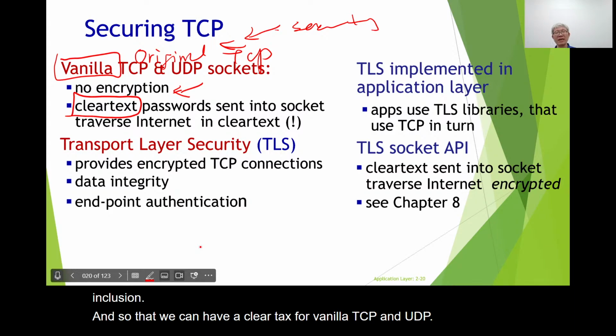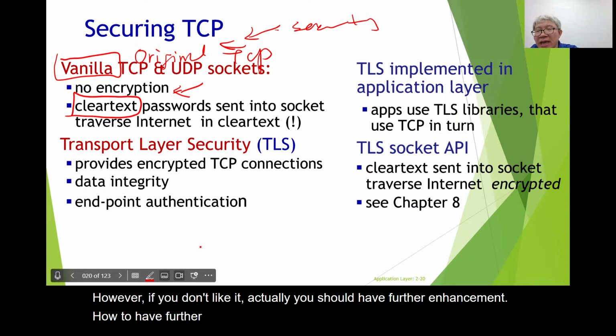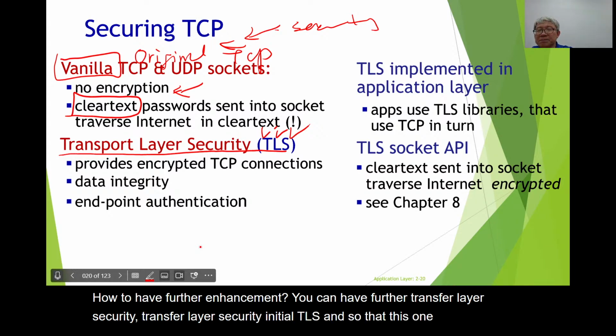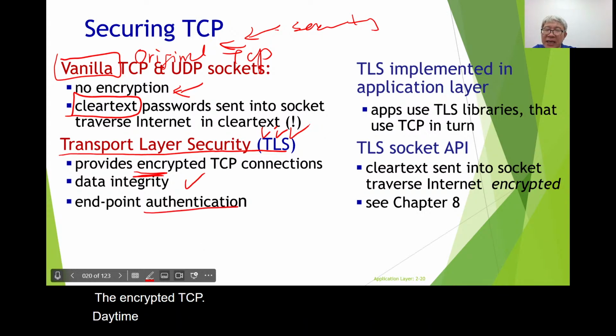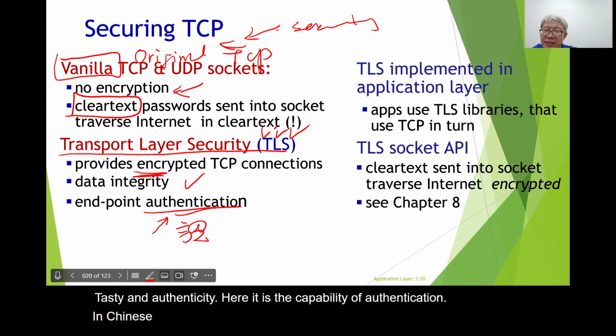And so we have clear text for vanilla TCP and UDP. However, if you don't like it, you should have the enhancement. How to have the enhancement? You can use Transport Layer Security, initials TLS. This one can provide encrypted TCP, data integrity, and even authenticity. And authenticity here is the capability of authentication.